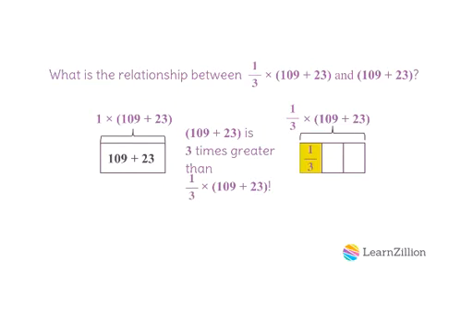109 plus 23. Notice that in this example, we had an expression where we multiplied by 1/3, and in the previous example, we had an expression where we divided by 3. In both examples, though, the result is that one expression was 3 times the value of the other. Dividing by 3 is the same as multiplying by 1/3.